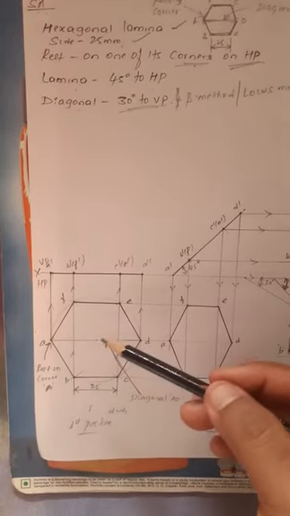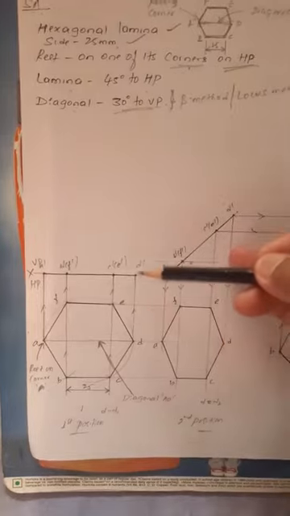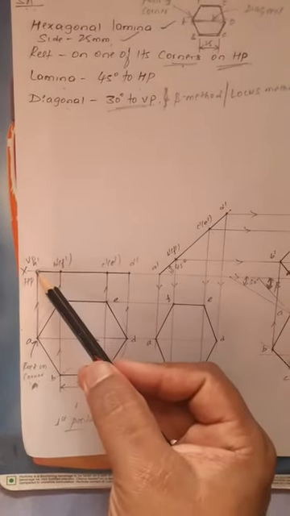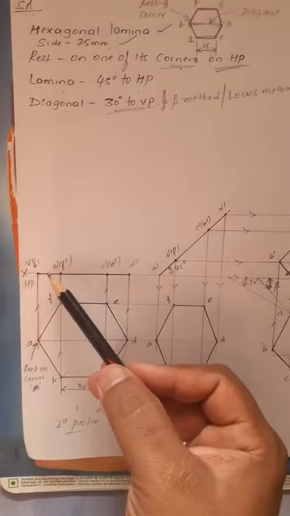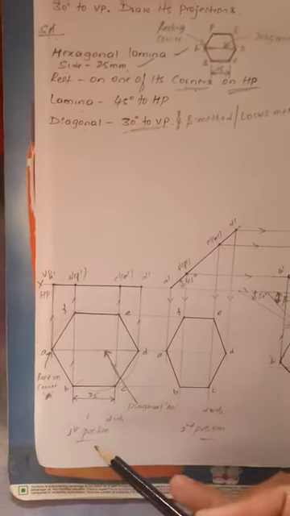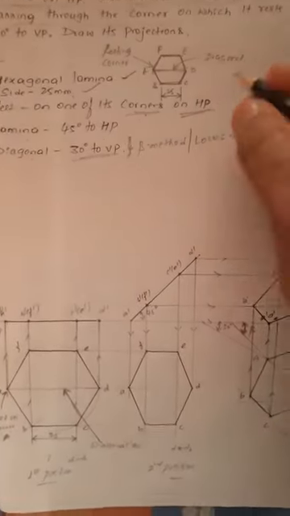First position for top view over. Then draw its vertical projectors from all the corners of the hexagon vertically upward. Then join all those points, and you will get the front view. That completes the first position, top view and front view. That completes the first condition.